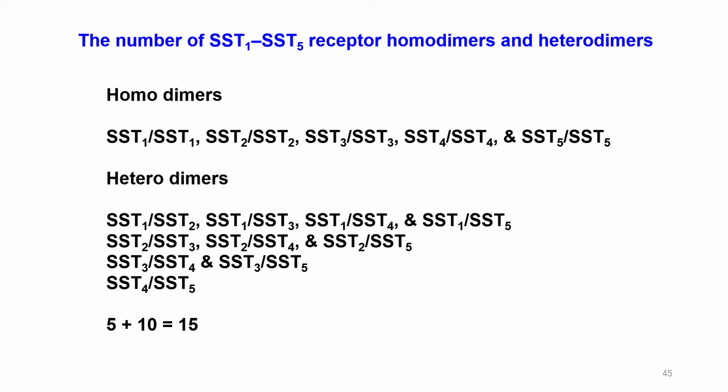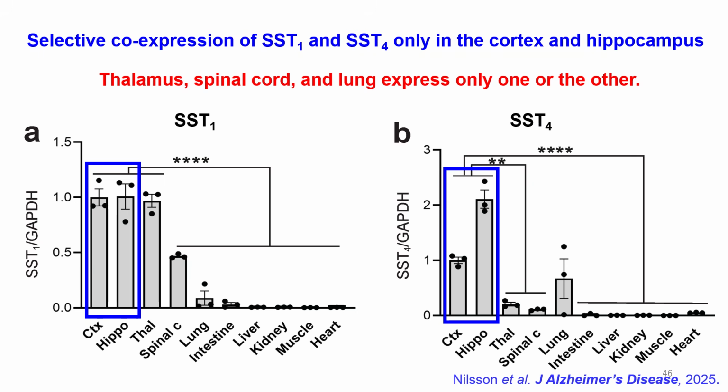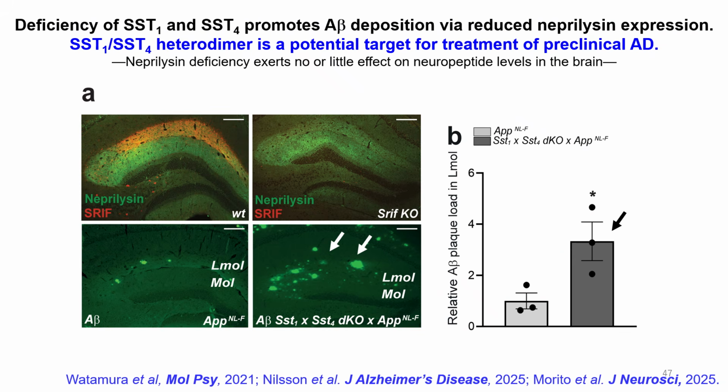You may still wonder why there are 15 combinations. As you see, there are 5 homodimers and 10 heterodimers, making the total number 15. Good news is SST1 and SST4 are co-expressed only in the cortex and hippocampus, indicating that a specific agonist or allosteric modulator would exert a relatively small systemic side effect. This slide illustrates that deficiency of SST1 and SST4 promotes A-beta deposition via reduced neprilysin expression, consistently indicating that SST1-SST4 heterodimer is a candidate target for treatment of preclinical AD.